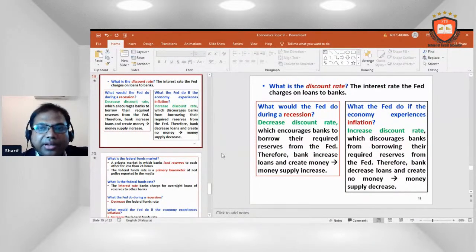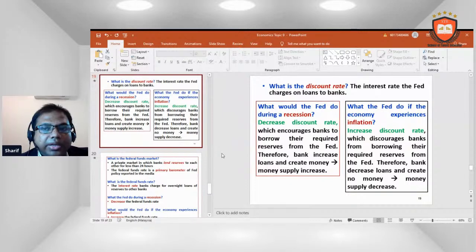What is the discount rate? The interest rate that the Fed charges on loans to banks. What would the Fed do during a recession? Decrease the discount rate, which encourages banks to borrow required reserves from the Federal Reserve. Therefore, banks increase loans and create money, so the money supply increases.